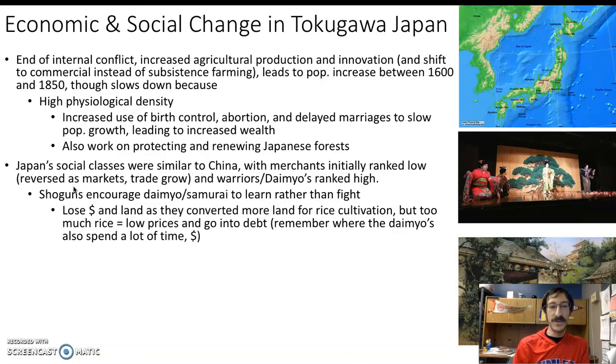As a result of this, because of the increasing spots and positions for the merchants, shoguns are encouraging the daimyo and the samurai to learn and become educated rather than to fight, which again weakens their status because that way, again, they're less likely to rebel. There's less focus on the whole honor system. While honor is still really, really important within Japan, this way they're focusing more on education and not on fighting.